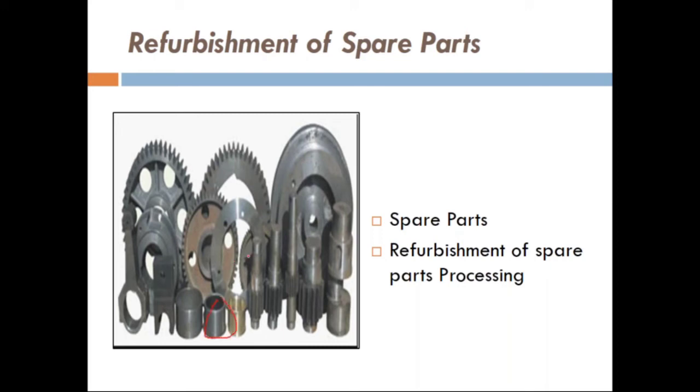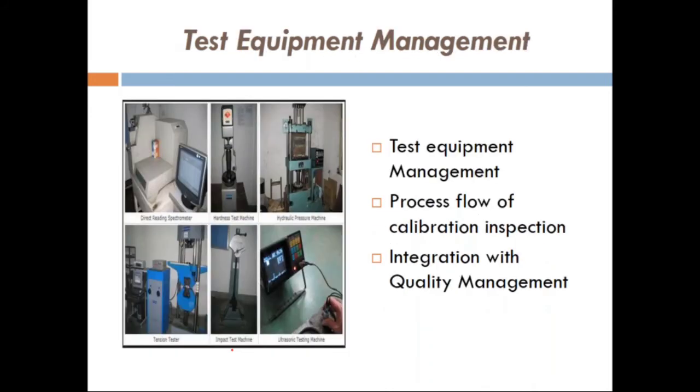So what they do, instead of procuring a new one, they repair it, they refurbish it, and then they reuse it. Okay, so how to do that one we need to understand. Instead of procuring a new one all the time, they try to use the existing ones after refurbishment. So that process, how to do it, we will understand. After that we will move on to the test equipment management.